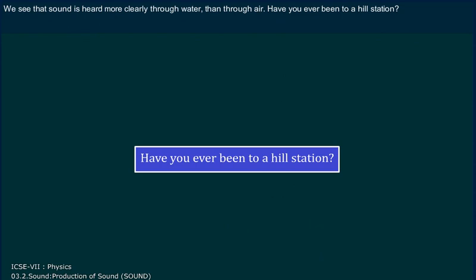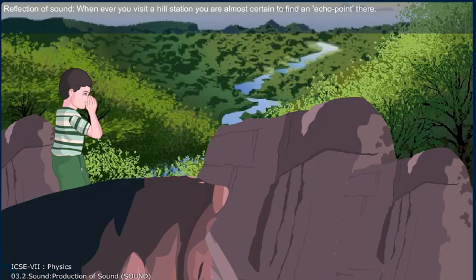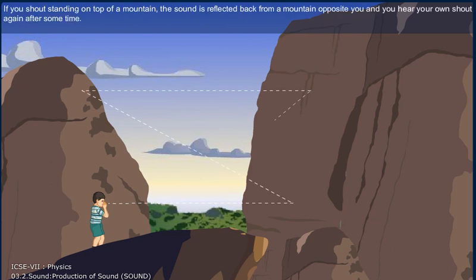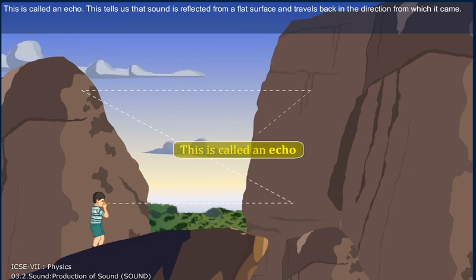Have you ever been to a hill station? Reflection of sound. Whenever you visit a hill station, you are almost certain to find an echo point there. If you shout standing on top of a mountain, the sound is reflected back from a mountain opposite you and you hear your own shout again after some time. This is called an echo.